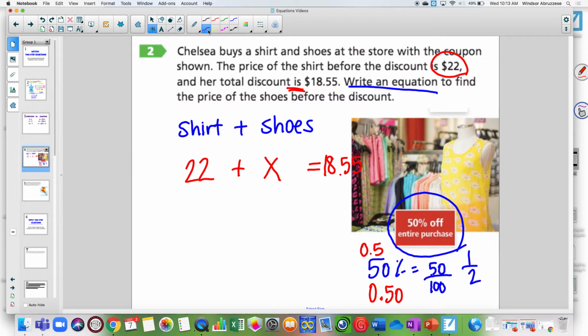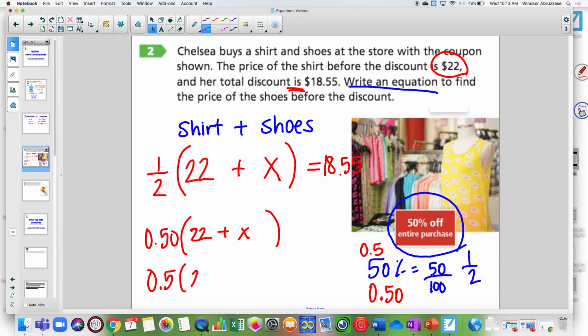Well, think about when you go to the register. I'm going to add the shirt and the shoes together. And for 50% off, I'm taking half of it. So I can take half of that sum. I can do 50% of that sum. I could do it as 5/10 of that sum, all of these would equal my final amount of $18.55. All of these equations are equivalent.